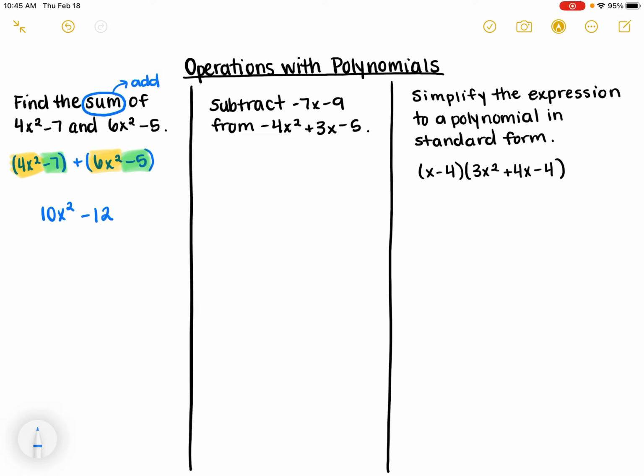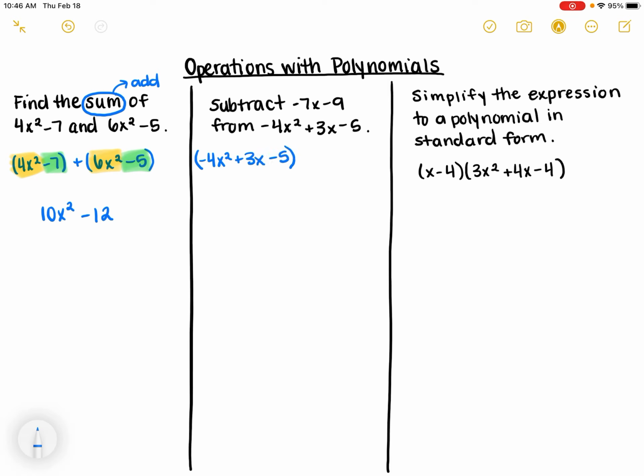Okay? Now the next one says subtract negative 7x minus 9 from negative 4x squared plus 3x minus 5. This is where you need to be careful because with subtraction, the order matters. It says subtract negative 7x minus 9 from negative 4x squared plus 3x minus 5. So if I'm subtracting the first polynomial from the second polynomial, I need to write the second one first. And again, I'm going to use parentheses because with subtraction, it is very important to use the parentheses.